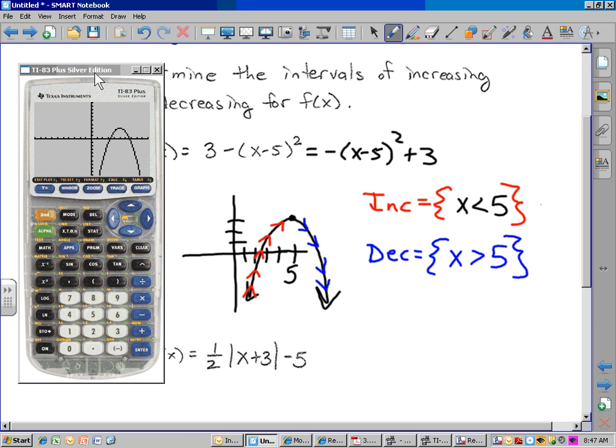We do not include the actual point where it switches from increasing and decreasing. We're going to talk about that in the next section, and that's basically called a maximum. Maximums are not increasing or decreasing. They are a point where it switches from increasing and decreasing. So we do not include that. So it's always going to be less than or greater than something. We're talking about increasing and decreasing. So there's 2 intervals.